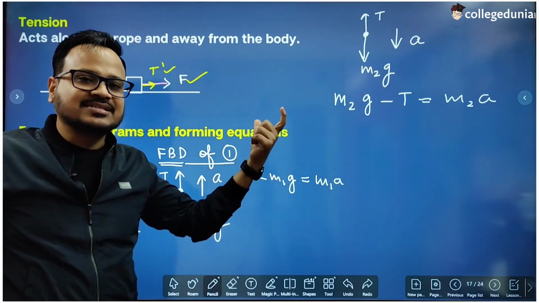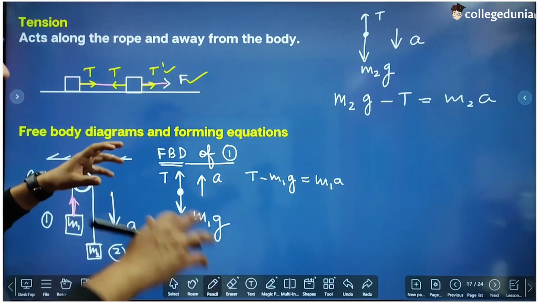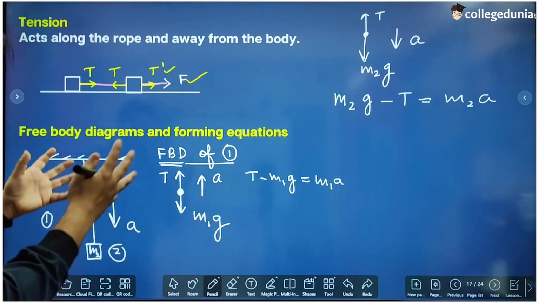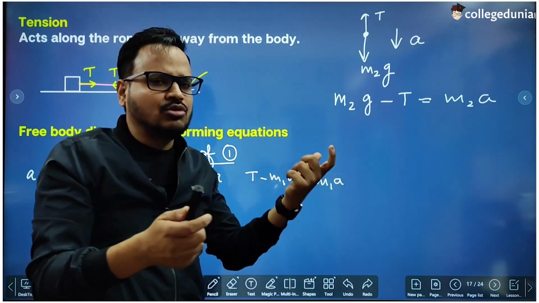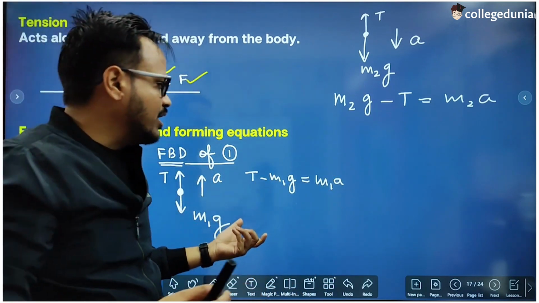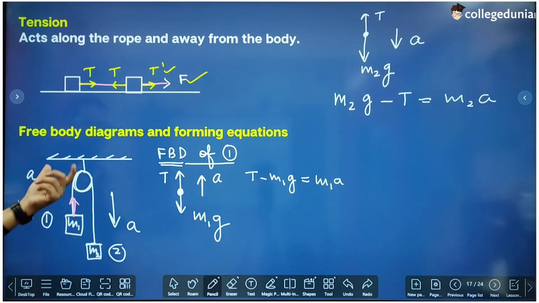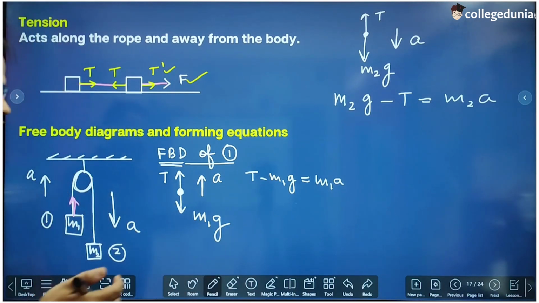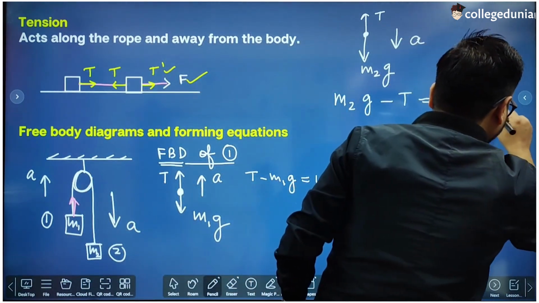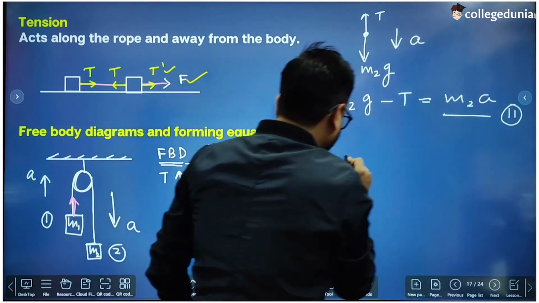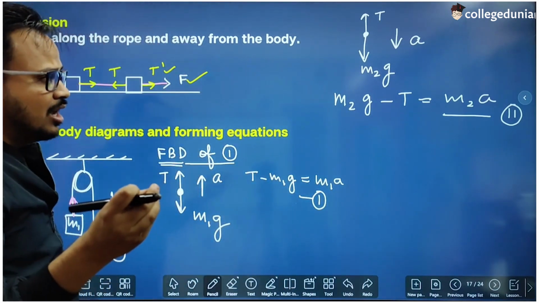We form equations like this, and by using those equations we solve them and find the values of those variables which are required. For example, in this case, suppose we are supposed to find the acceleration of the system. So what we will do, we will remove this variable, tension. If this is the second equation and this is the first equation, we have to think how we can solve these equations.